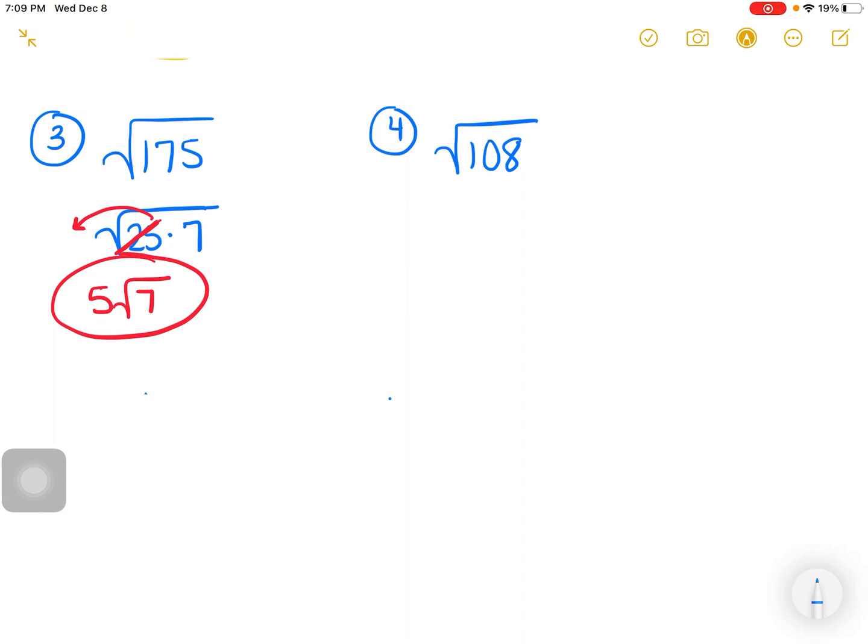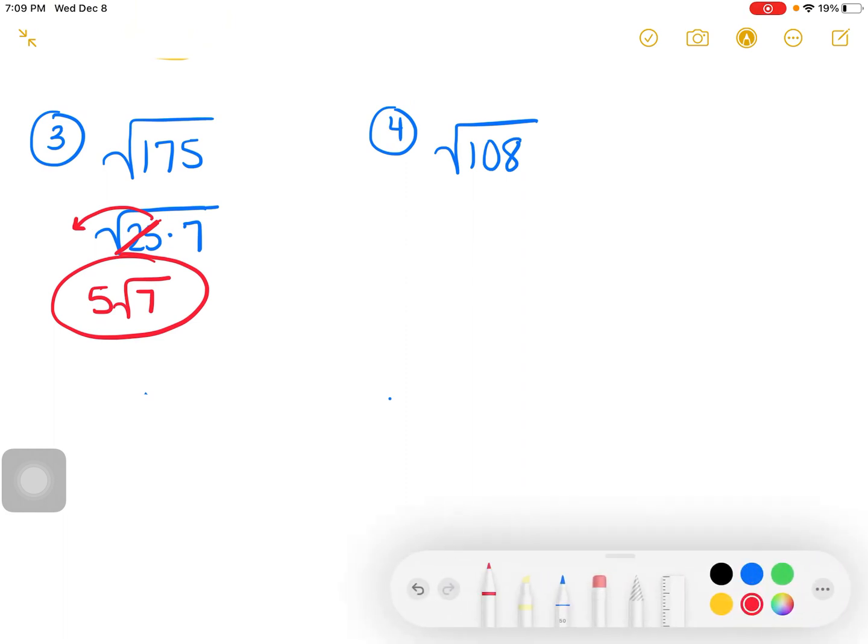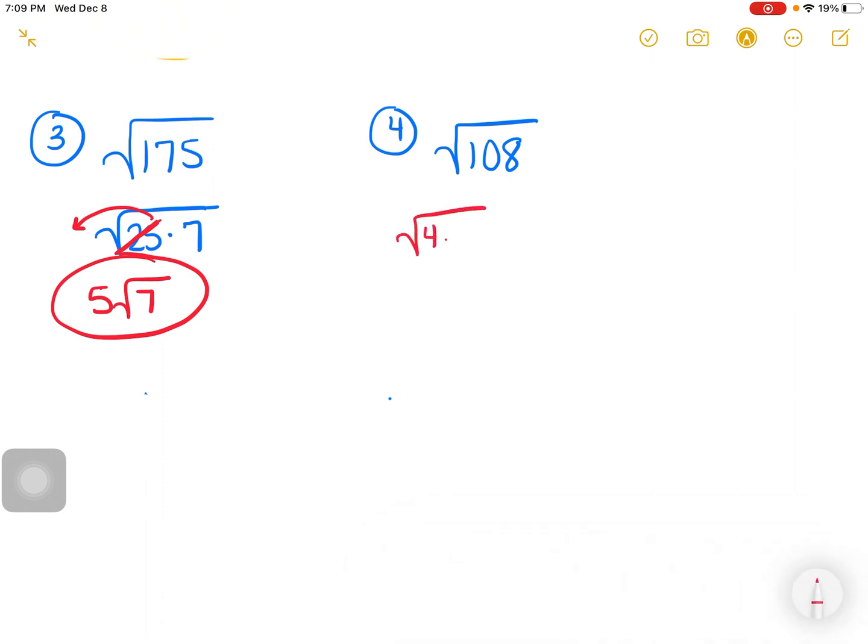We have 1, which isn't going to change anything. We have 4, because that's 2 squared. If I try to do 108 divided by 4, I get 27. So I could do 4 times 27. I'm going to actually show you a few different ways you can do this. Okay? If I keep going bigger, my next perfect square is 9. If I do 108 divided by 9, I would get 9 times 12.